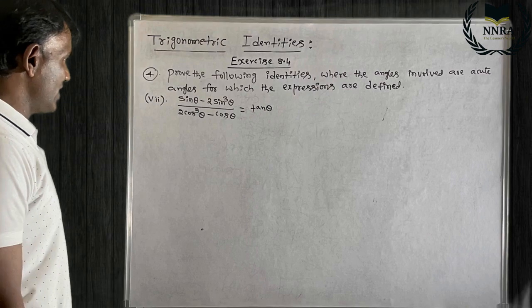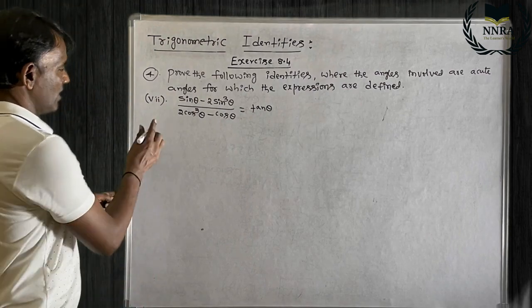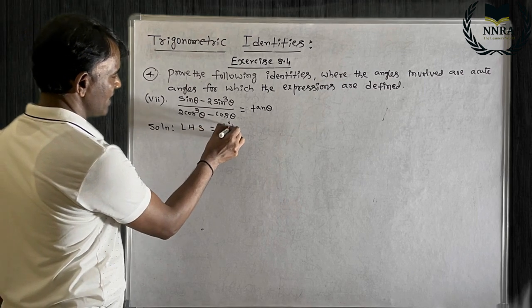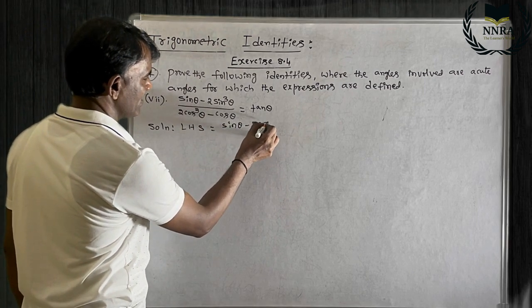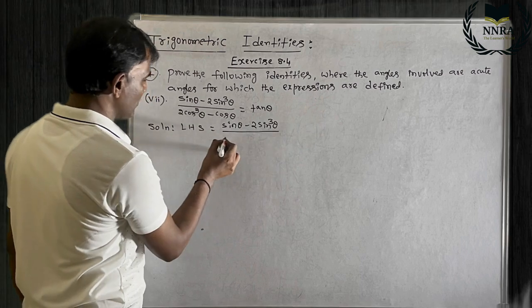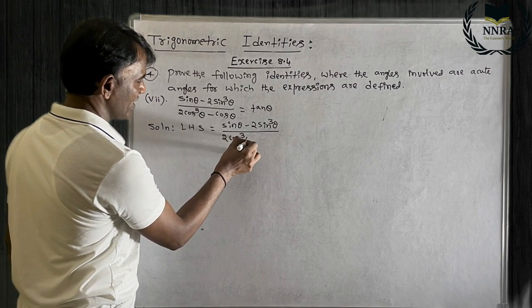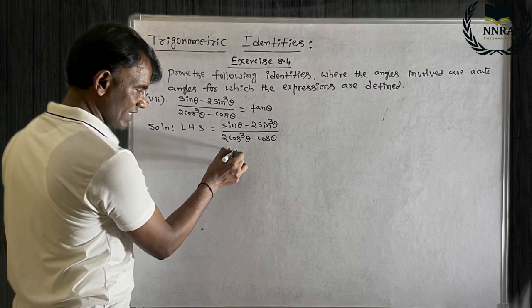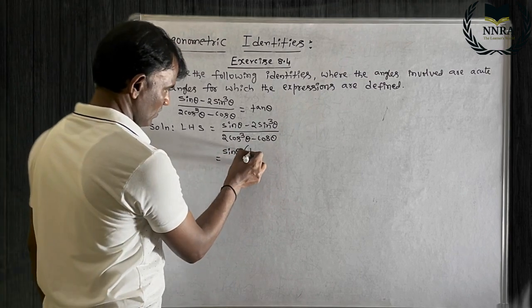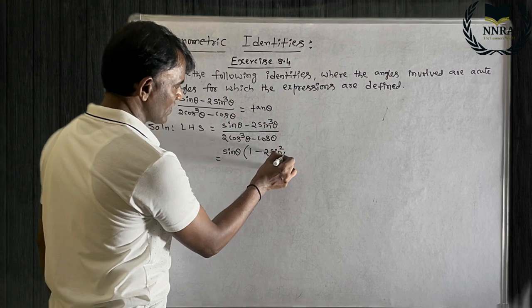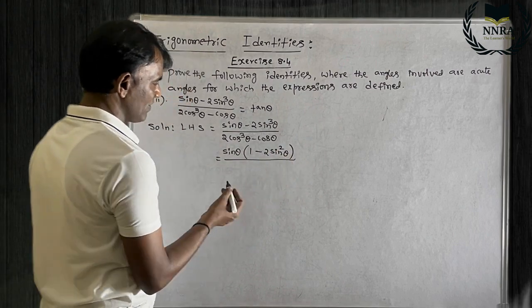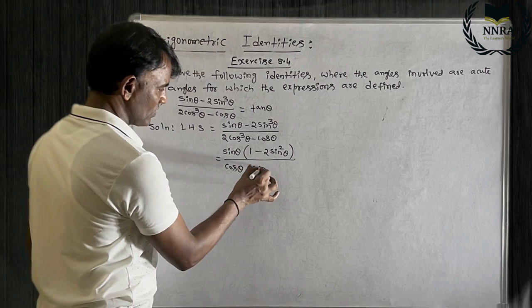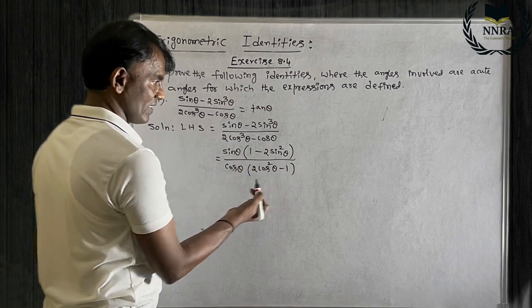Okay, now this is the 7th question. So now I am taking the left hand side value. What is that left hand side value? Sin theta minus 2 sin cube theta. And coming to the denominator, what is that? 2 cos cube theta minus cos theta. And sin theta is common in the numerator, right? What is the remaining? 1 minus 2 sin square theta. Coming to the denominator, cos theta is common. Then what is the remaining here? 2 cos square theta minus 1.